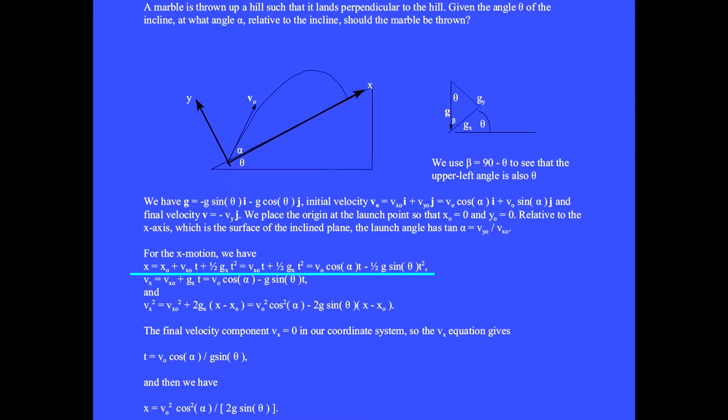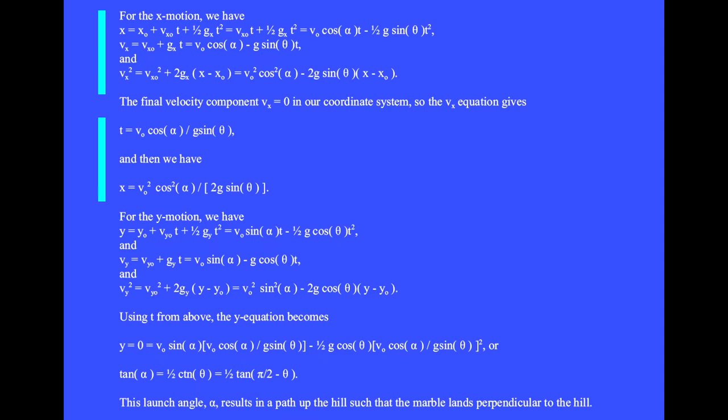The x motion becomes this, and v sub x becomes this. V sub x squared becomes this. The final velocity component, v sub x, equals 0 in our coordinate system, so the v sub x equation gives time t equals v 0 cosine alpha divided by g sine theta. And we have x equals v 0 squared cosine squared alpha divided by 2g sine theta. Here are the x equations again.